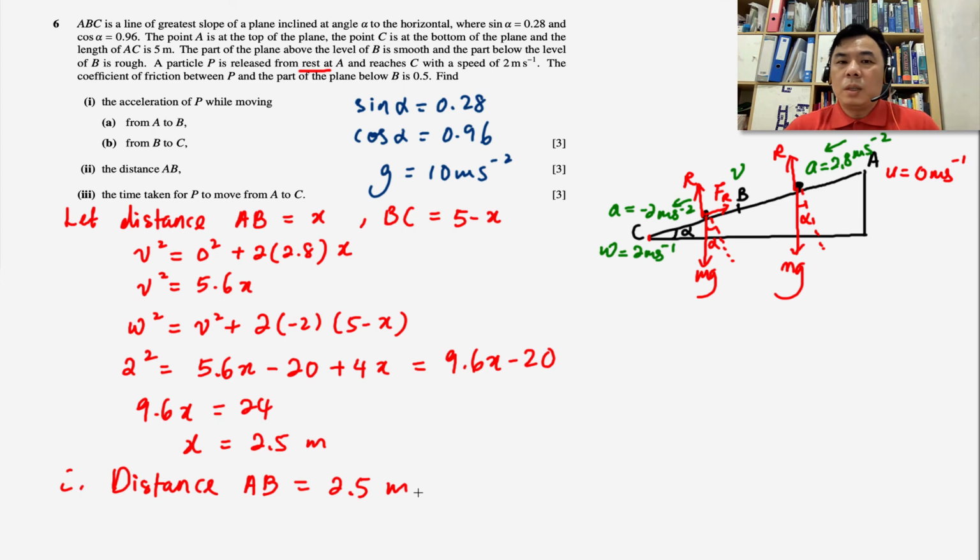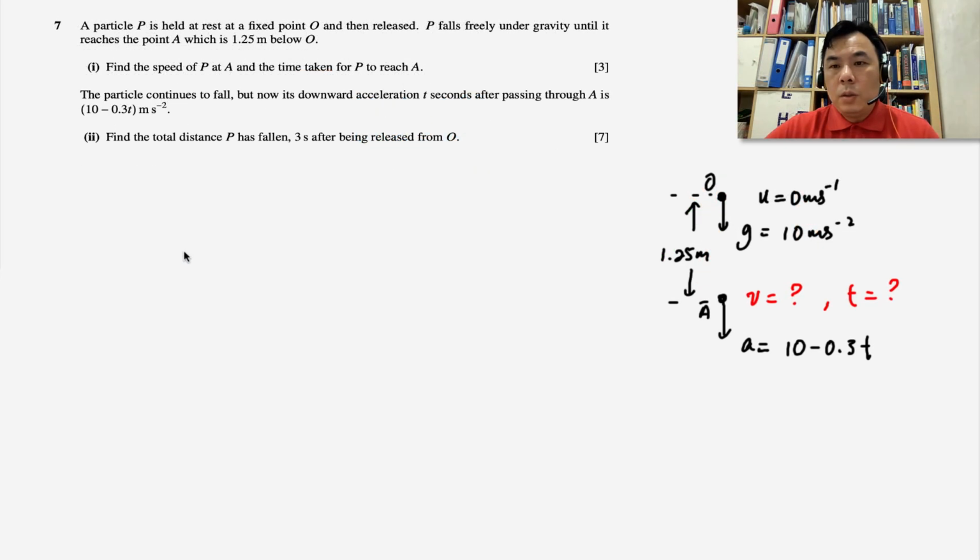We're going to look at the third one shortly. All right, let's look at our last question for mechanics today. Right, we have a particle P held at rest at a fixed point O, as shown in this diagram that I have drawn, and then released. P falls freely under gravity until it reaches point A here, which is 1.25 meter below O. Find the speed of P at A and the time taken for P to reach A. So let's start with number 1 first.